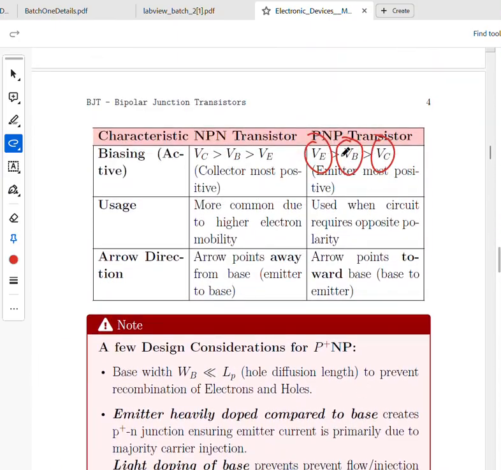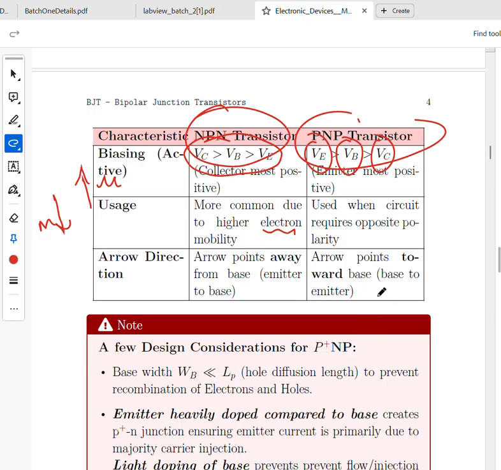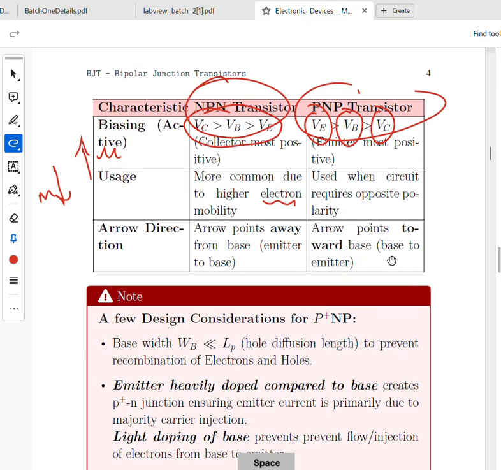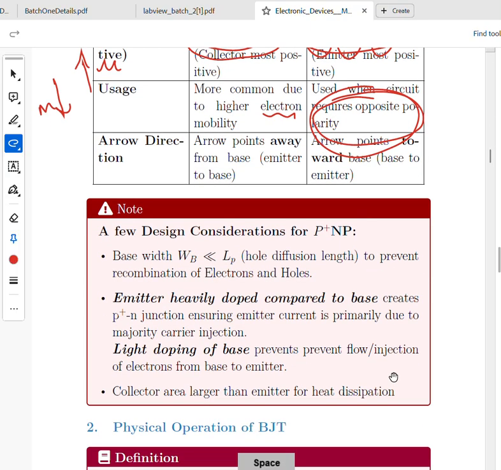So this is summarized here. The emitter should have more positive voltage than base, and base should have more positive voltage than collector. Vice versa in the NPN case. We use NPN more because electrons have higher mobility. Electrons have lesser mass, so they have higher mobility. So we use NPN transistors more than PNP, but we also use PNP if we want that reversed bias polarity. If you want opposite polarity, we use a PNP transistor.